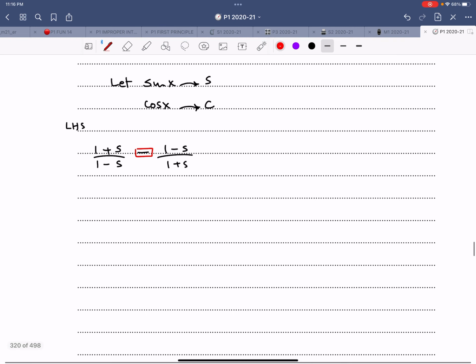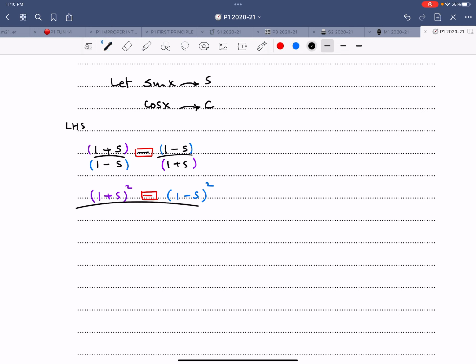Now, this will multiply with this. So this is 1 plus S, the whole thing squared. There is a minus sign in the middle. And what else is there? This blue bracket will multiply with this. This is 1 minus S, the whole thing squared. That is the numerator. The denominator is 1 minus S, 1 plus S.